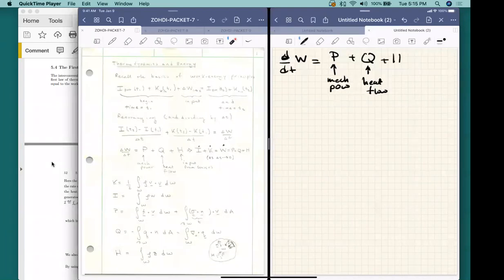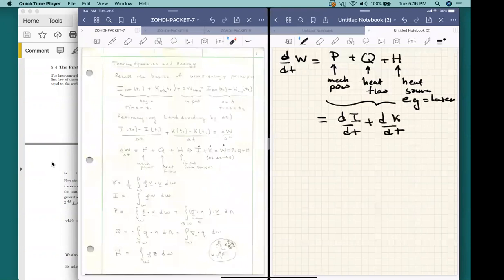And then there's heat sources, which could be things like, for example, sources. The best example, of course, here is a laser. So for example, input of optical energy and things of that sort. So all of these things together basically are the power input into the system, and they are exactly the di/dt plus the dK/dt. So those two entities that we derived on the other side of the panel, when we decompose them, we're going to decompose them into those three pieces.